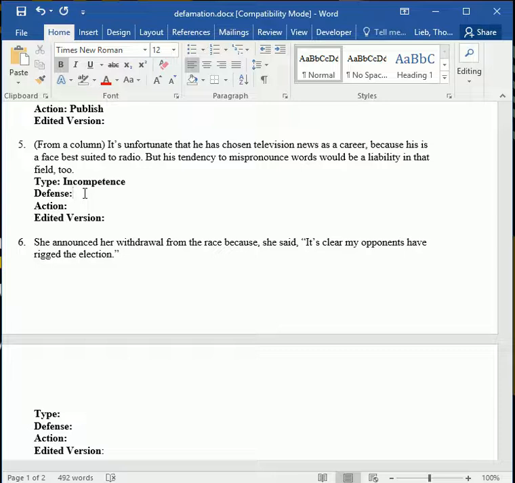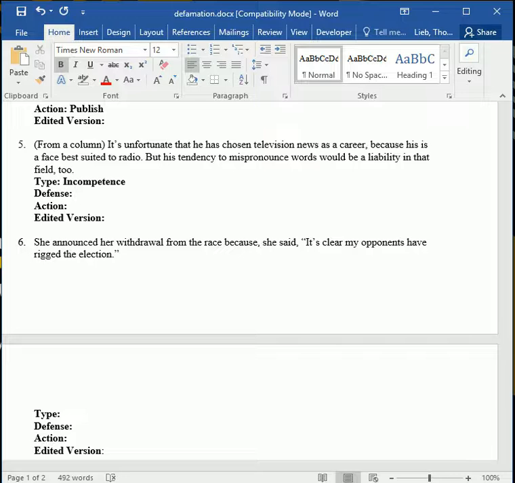But what about opinion and fair comment? This is something that's not a factual allegation, like the person is drunk on air, but it's just saying they're not the best at what they do.